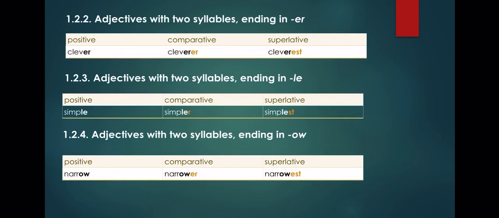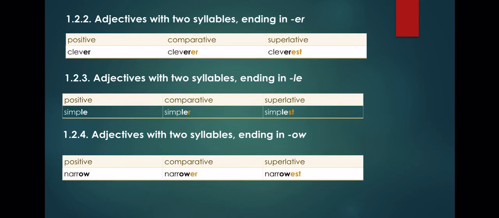Adjectives with two syllables ending in le, for example, simple. This person is simple. I would add only r if I'm comparing between two, so I would say simpler. And I would add est if I'm comparing between more than two in the superlative, so it would be simplest. Simple, simpler, simplest. So I add only r in the comparative, and est if I'm comparing more than two.